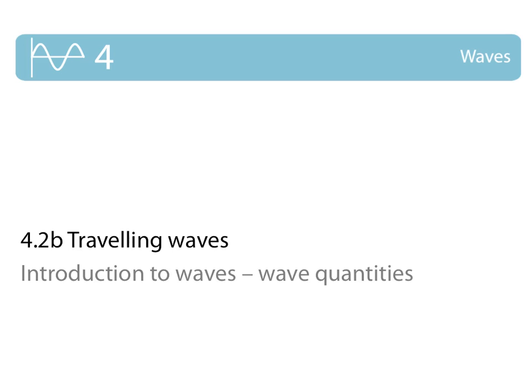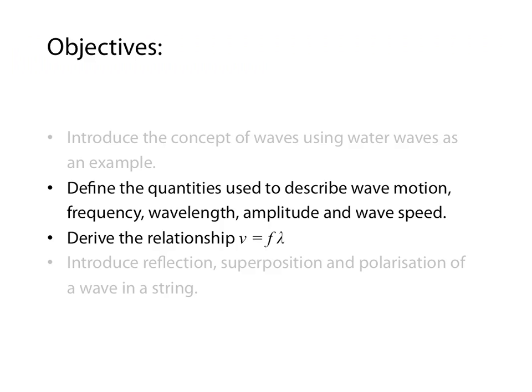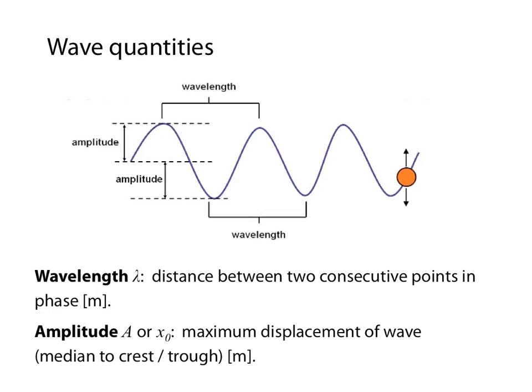Okay, now we're going to take a look at some basic wave measurements and quantities. To be honest with you, most of these you should be familiar with. You should have seen them before. Okay, so we're going to define the quantities used to describe wave motion, namely frequency, wavelength, amplitude, and wave speed. We're going to derive a relationship where v, the wave speed, equals the frequency times lambda, the wavelength.